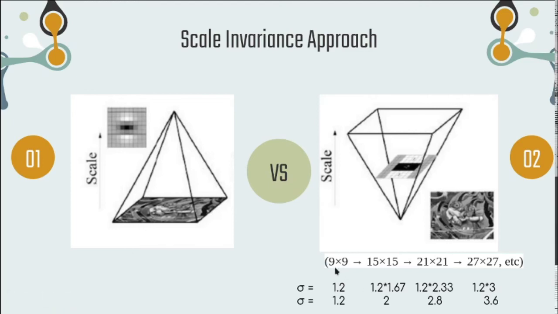Let's say we have a filter of size 9 cross 9, the sigma value will be 1.2, and if it is 27 cross 27, the sigma value will be 3.6. And this is the end of the key point detector.